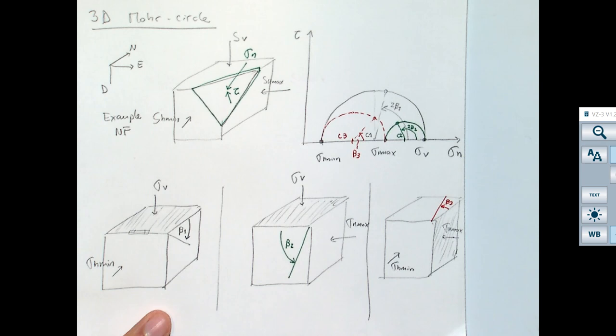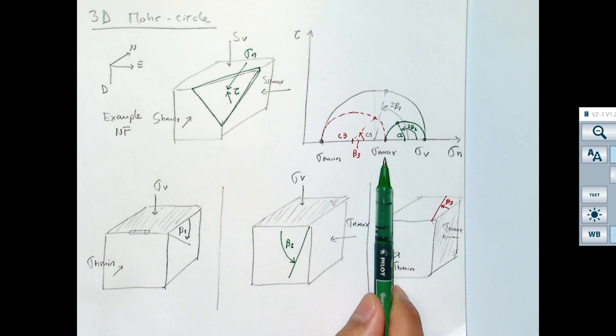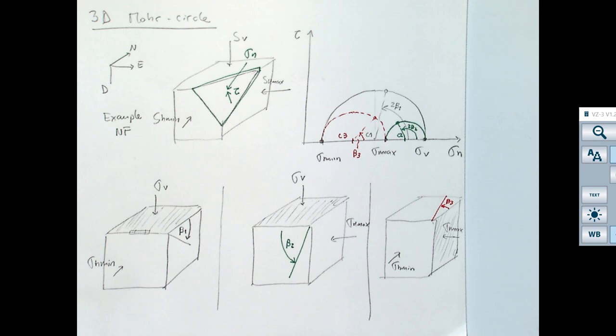Okay, yes. This one bigger than that one? I just assumed that sigma H max was closer to sigma V, but there was no reason to do it a different size. Could be any size. Depends on the in situ stresses.